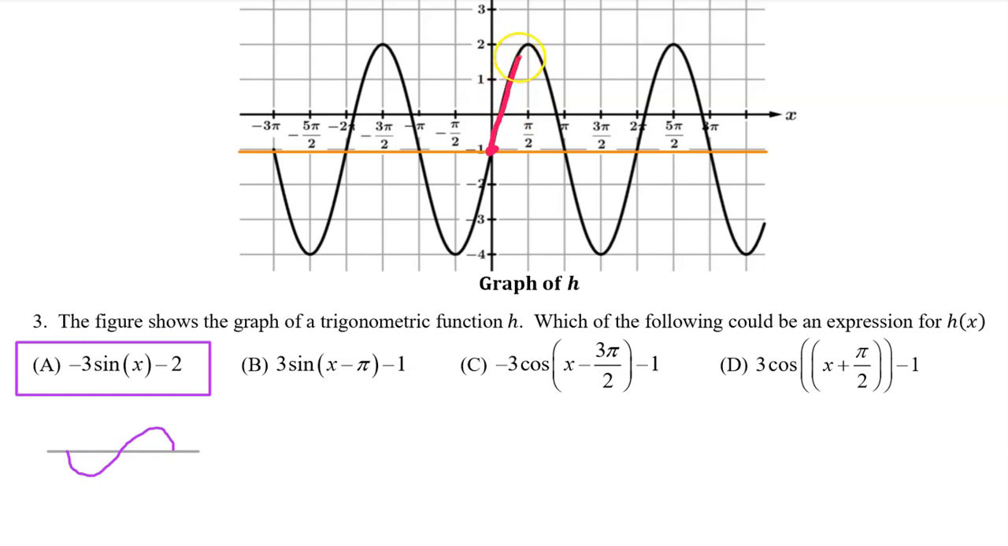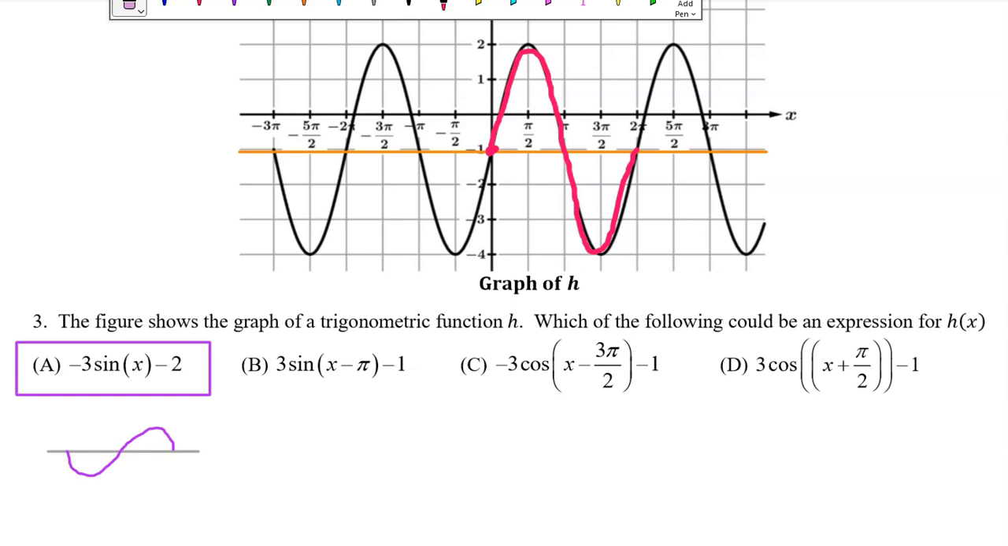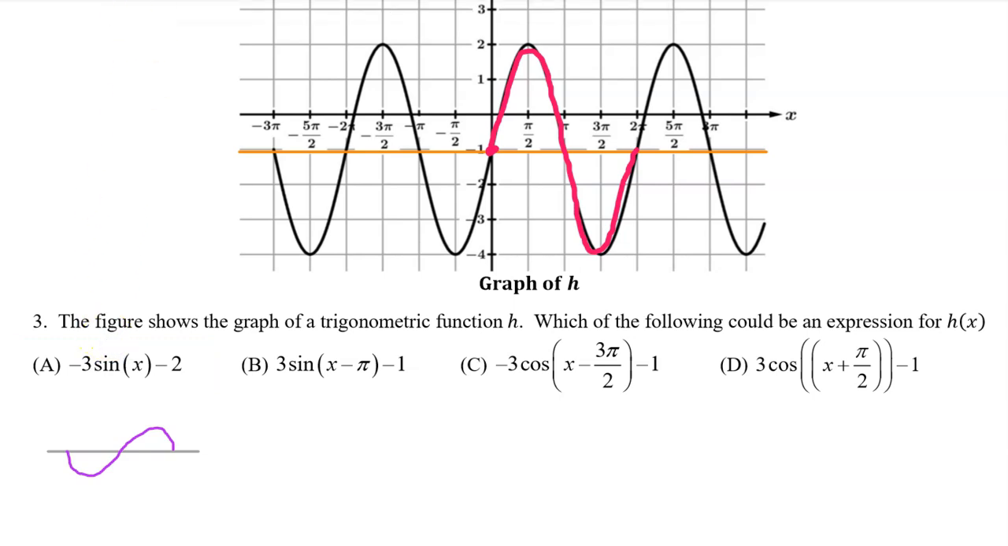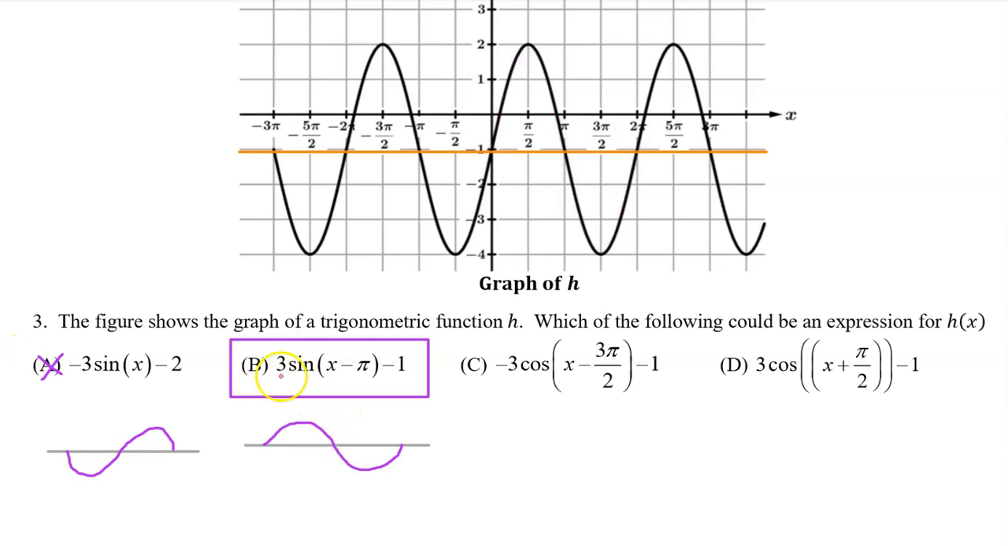However, when we trace out this first period, it is a right side up sine function, not the upside down sine function we were looking for. Therefore, option A cannot be the answer. Function B is a right side up sine function because of the positive a value. So one period starting at the phase shift will look like this. The c value is negative pi, so the phase shift is the opposite of that, which is positive pi.